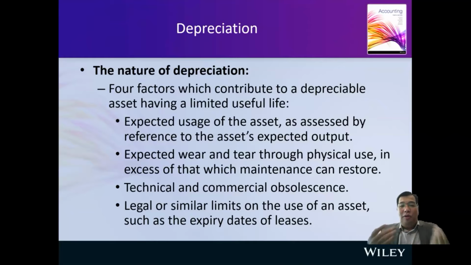Four factors contribute to a depreciable asset having a limited useful life. Why do assets have a limited useful life? Number one is the expected usage of the asset. I did mention the halal taxi. The taxi runs non-stop, 24 hours a day, 7 days a week. So after 3 years, they are going to dispose of the asset. The expected useful life may be 3 or 4 years.